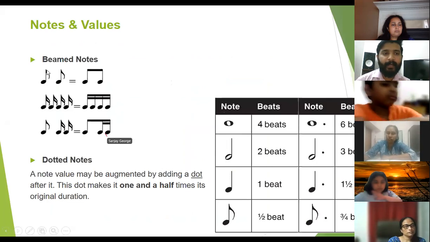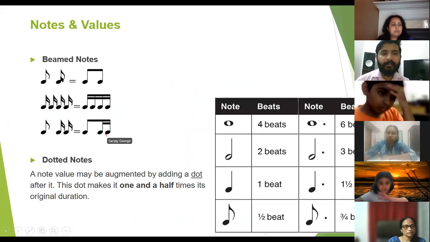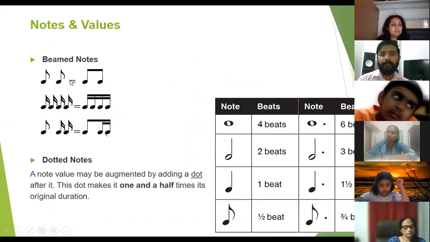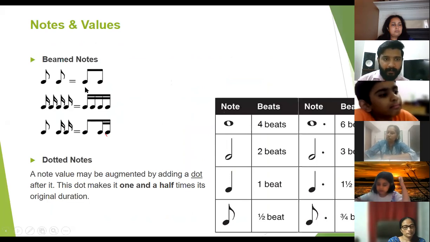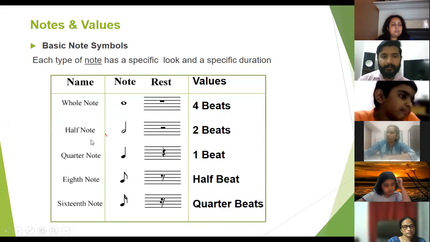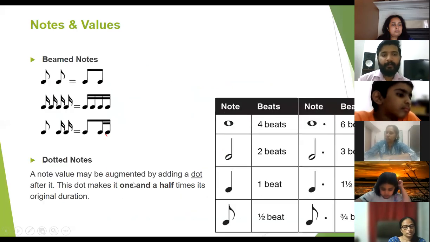Beam notes are used when you have many eighth notes coming together. You can't put too many flags, right? So what do you do? You put a single beam instead of too many flags. That means this is a half beat note, this is also a half beat note. An eighth note is a half. So instead of putting too many flags, you put a beam.